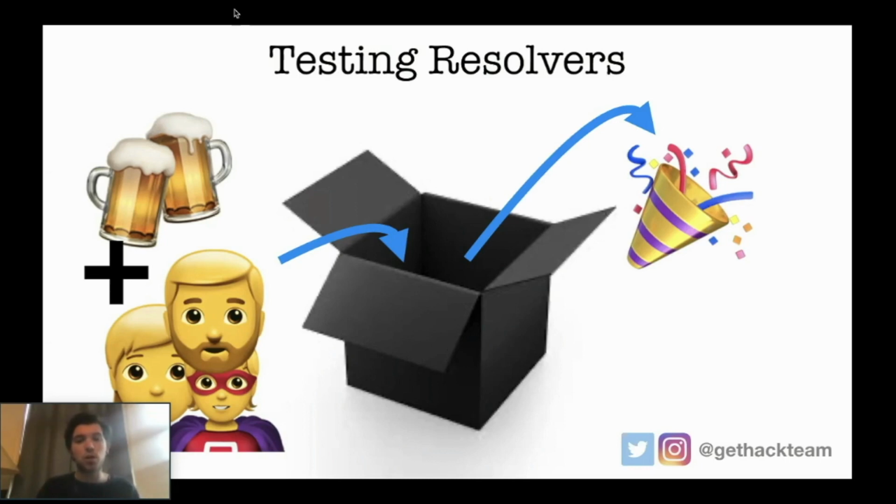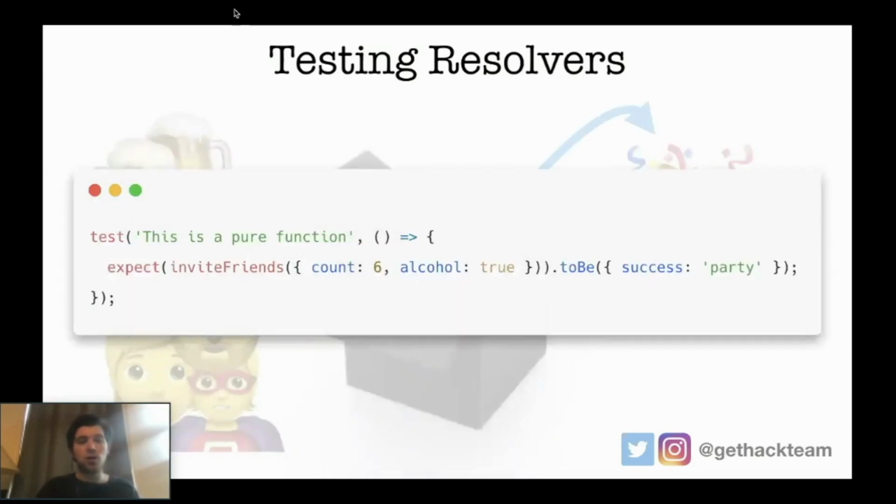Because resolvers get the information for your schema from your database, from your services, or maybe from computing it somewhere else. So for testing resolvers, it's quite easy to just write assertions. So I have a function or maybe a resolver, invite friends, probably linked to a mutation. You're going to send some variables in there. So 6 friends, some alcohol. It should be a success, right? So whenever you send this mutation, you're probably going to be pretty sure that you're going to invite friends, 6 in total, with some alcohol. The outcome should be success party, and maybe it should mutate some field. So this is all you should do with your resolvers.